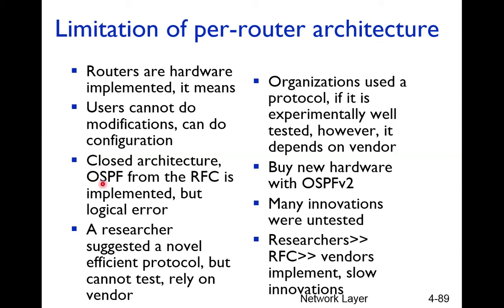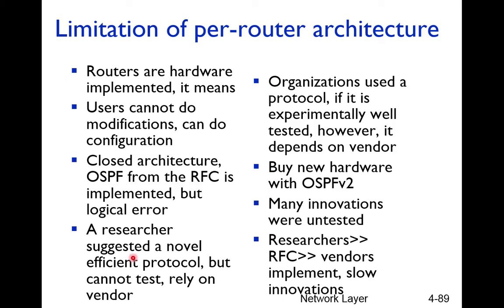So if there is an error, for example, there is no internet connectivity, the user asks why. This is an error due to implementation. Since the coding of OSPF in the Cisco router is not available, it is closed, not open, the user, for example the university, cannot find that there is an error in the coding. So the logic error cannot be identified. So this is another limitation.